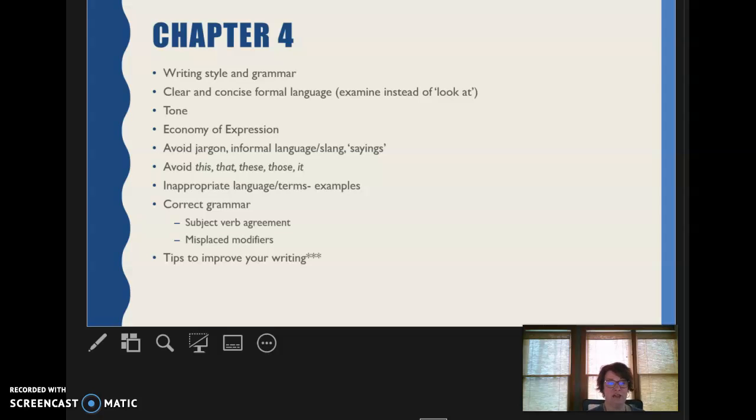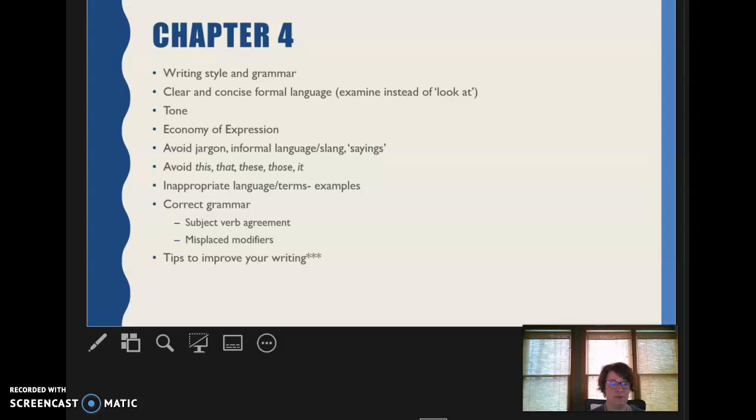You want to avoid any kind of jargon, informal language, sayings. You want to avoid things where you don't know specifically what the subject may be, like words such as this, that, these, those, it. You may know what those words refer to, however, your reader may not, and it may cause confusion. So you really want to avoid using those words. Those words meaning this, that, these, those, it. Just avoid the listed words in your documents, and things are much clearer that way for the readers.